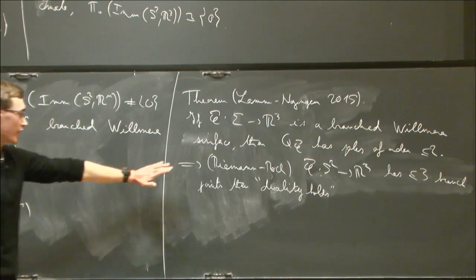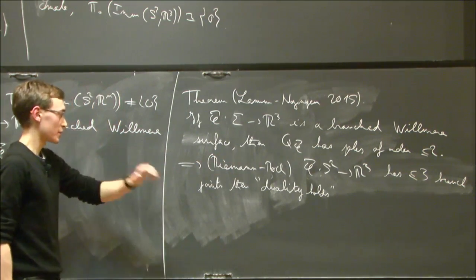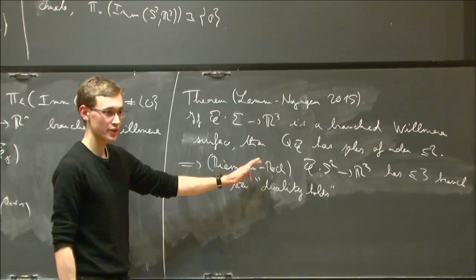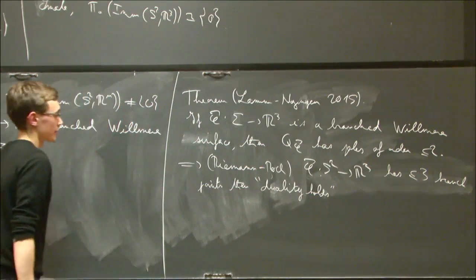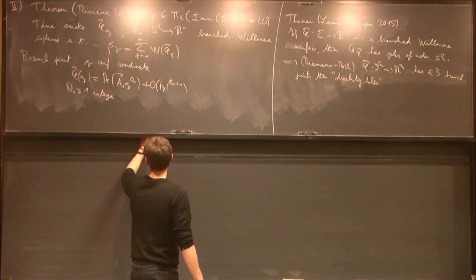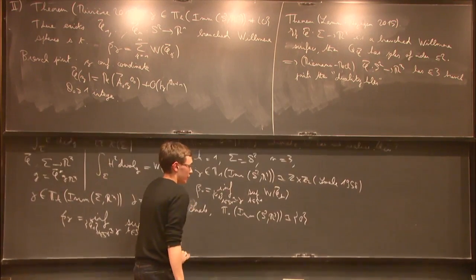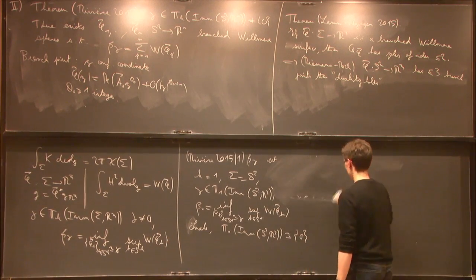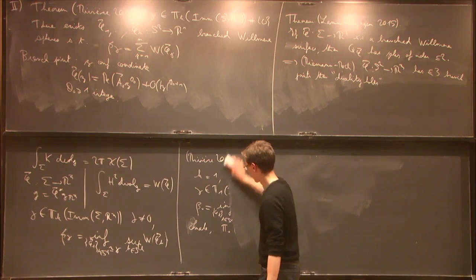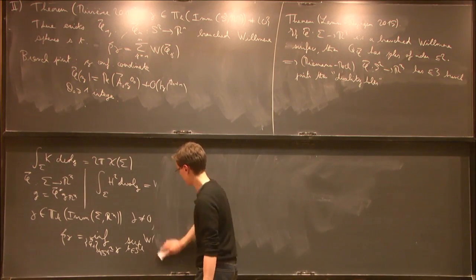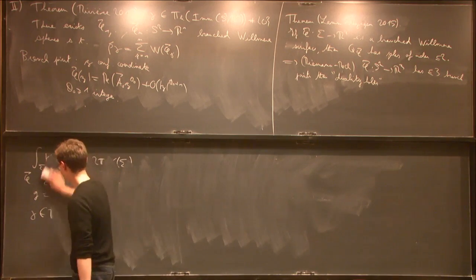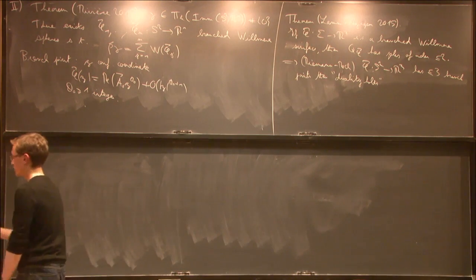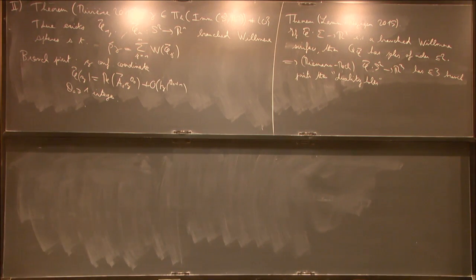Okay, but now if you forget this theorem, you say, but it seems that I have branch points of order 2, but here there are no branch points, so there must be some cancellation somewhere in this quartic form. So we have to get some explicit formula for this quartic form. First, how do you define this quartic form?